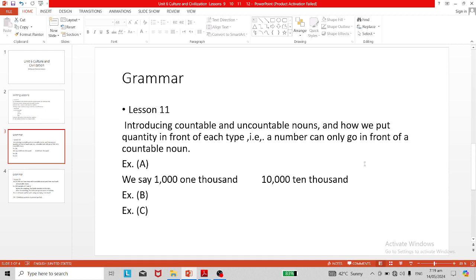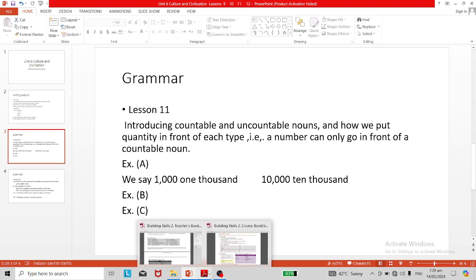Countable, like what? Things we can count. We can say books, chairs, beds, girls, boys. But uncountable, we don't count them, like sugar, salt, oil, for example. So one of the features of countable nouns, we use what? Quantity. 3 girls, 3 boys, but we don't say 3 oils or 3 salts.